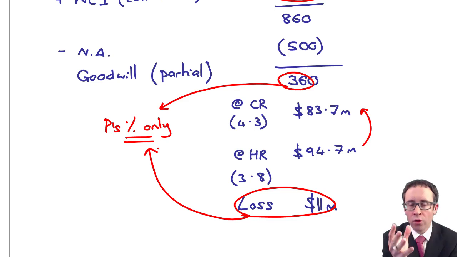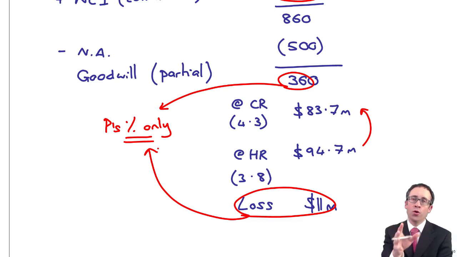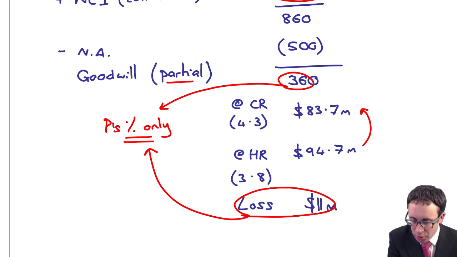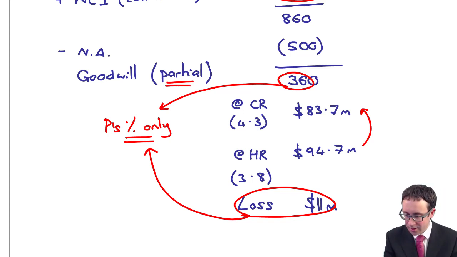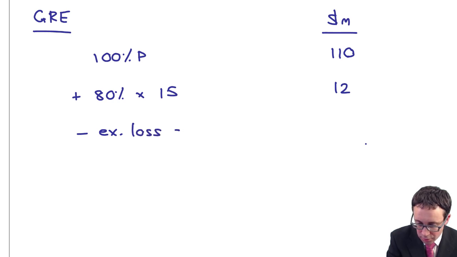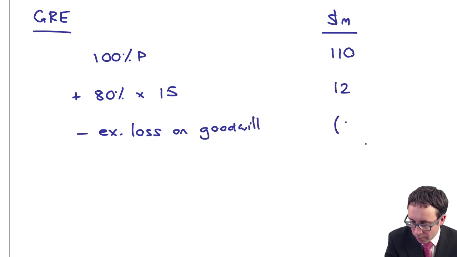Okay, if it was the full goodwill method, then the goodwill will include not just the parent but the NCI share of the goodwill as well, and therefore any exchange difference would need to be split between the NCI and the parent. Here it doesn't, because it is the partial goodwill. It goes entirely to the parent and therefore into the retained earnings. So you've got there your exchange loss on goodwill, which is there as 11.